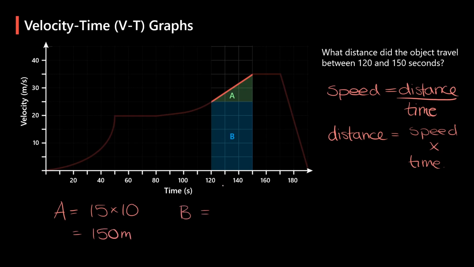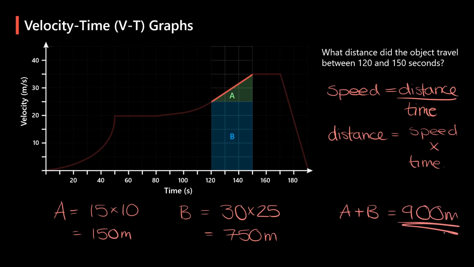The area of B is just its base multiplied by its height, so 30 multiplied by 25, giving us 750 meters. Totaling that up, we get a total distance of 900 meters. So between 120 seconds and 150 seconds, the object travelled 900 meters. You could also just count the squares underneath the line if you had a more complex line. And that concludes velocity time graphs.